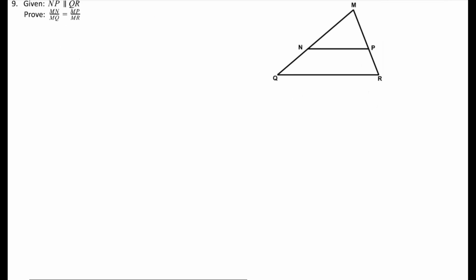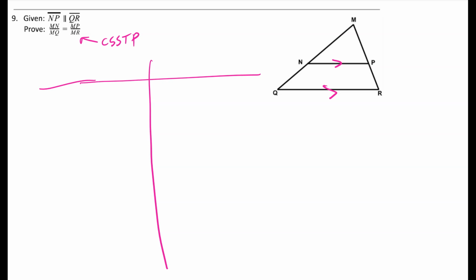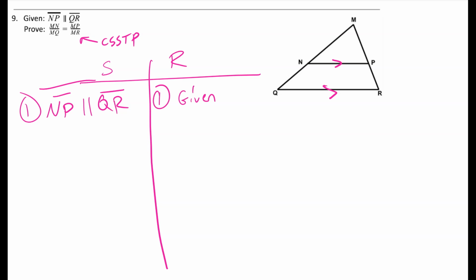Number 9. Given NP is parallel to QR, prove MN over MQ is equal to MP over MR. So remember, once I prove the triangles are similar, I can say that corresponding sides of similar triangles are in proportion. So I'm still going to have the goal of proving triangles are similar by angle-angle, and then I'm just going to have one extra step at the end. The only piece of given information I have is that NP and QR are parallel, and I want to think about how that helps me.